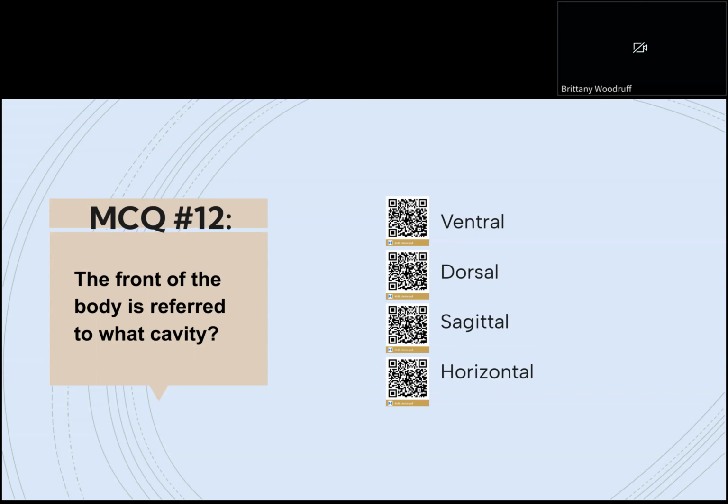The front of the body is referred to as which cavity? Ventral. What's the back of the body? Dorsal. The other two are planes.